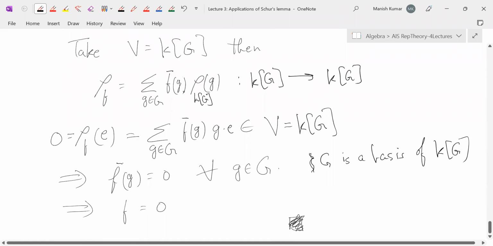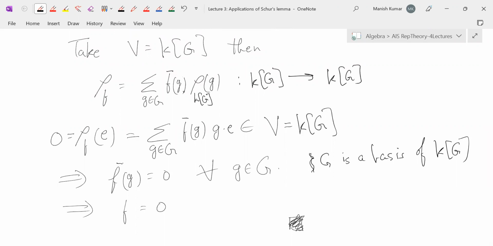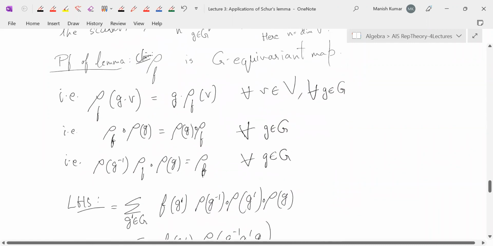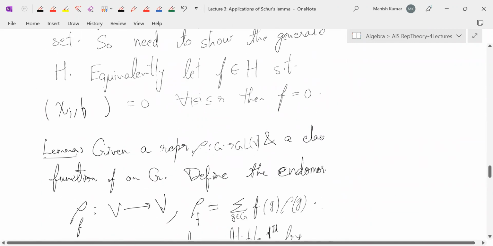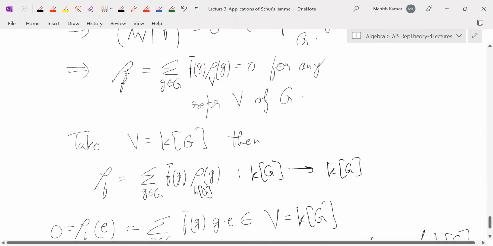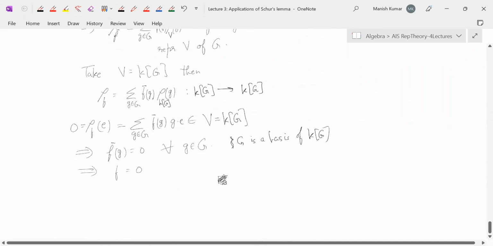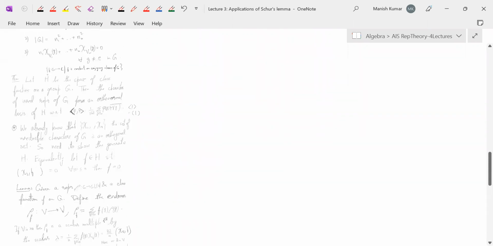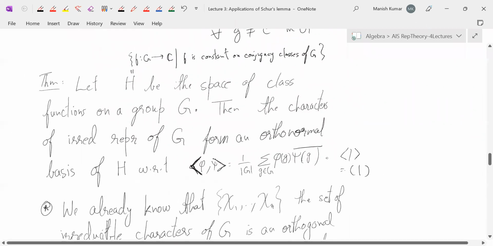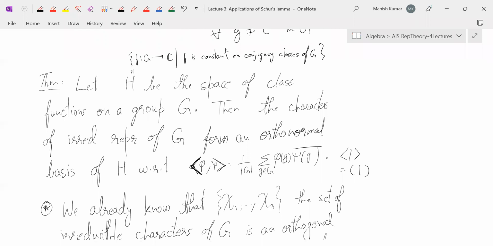And so you get f bar g is 0, which means f is 0 as well. Fg is 0. Okay. So we have proved that, we had reduced the theorem to proving that if the pairing with every irreducible character is 0, then f must be 0, and that is what we proved here. So that completes the proof of this theorem that H is generated by this orthonormal basis. Okay.